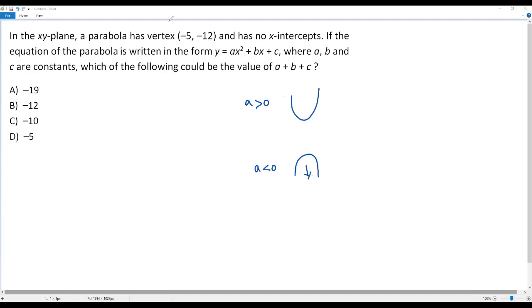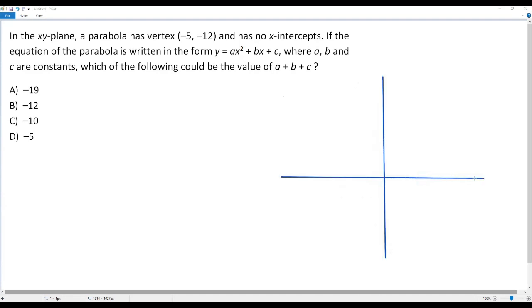Now using this information, that is the vertex of the parabola, and the question says the parabola has no x-intercepts, we can find whether the parabola opens up or down. First let me draw an xy plane over here. This is the x-axis and here we have the y-axis. Let me take the x coordinate -5 over here and the y coordinate -12 over here. Now let me plot the vertex (-5, -12). It has to be over here.